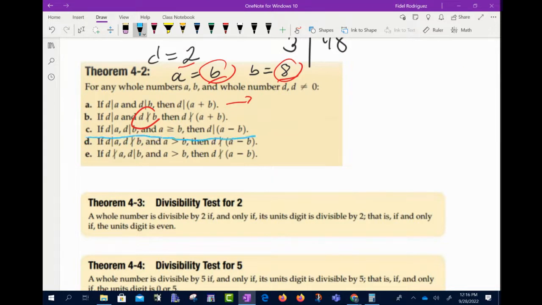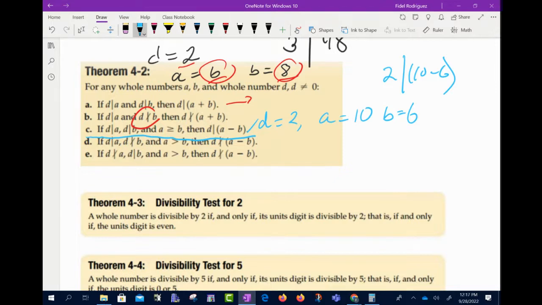Okay, here's part C. It says if D divides A and D divides B and A is bigger than or equal to B, then D is going to divide the difference. I'm going to keep this simple again. I'm going to say my number D is 2. I'm going to say my number A is, say, 10. Now my number B has to be either smaller than 10 or equal to 10. So let me pick another number that's smaller than 10 or equal to 10, like, say, 6. Now it's saying D is going to divide the difference between those two. So 2 is going to divide 10 minus 6. 10 minus 6 would be 4. Yeah, that's true too.